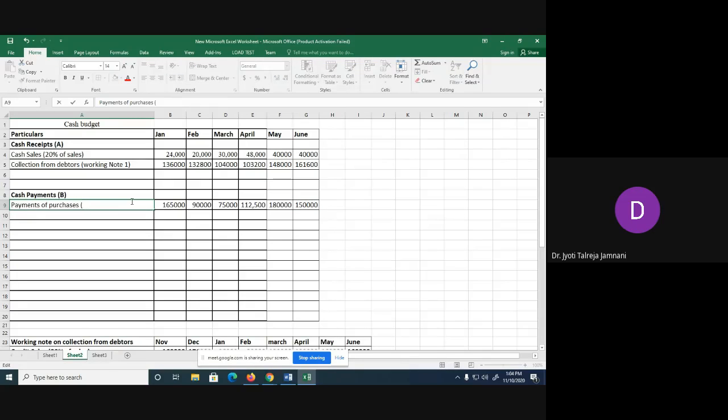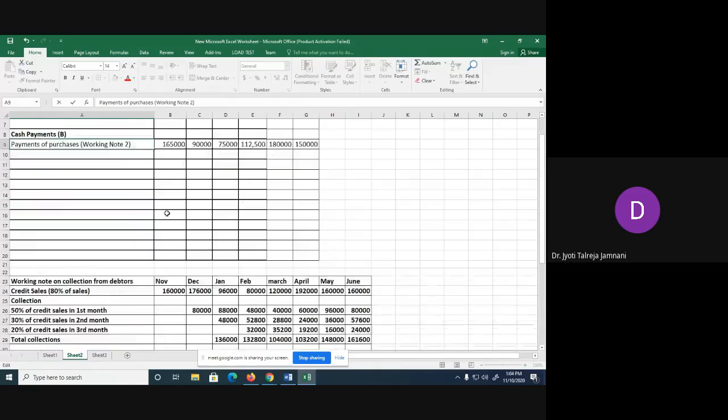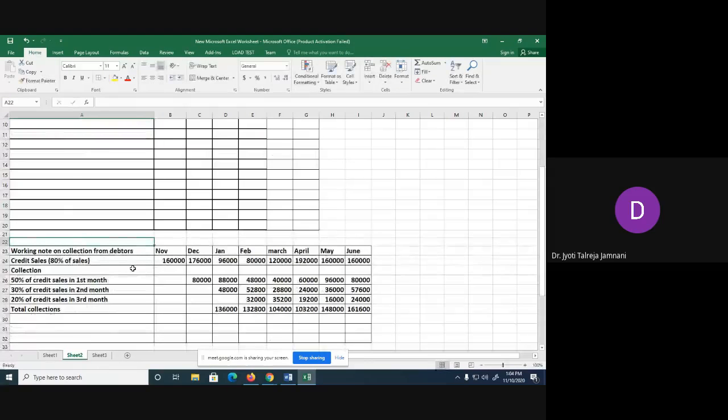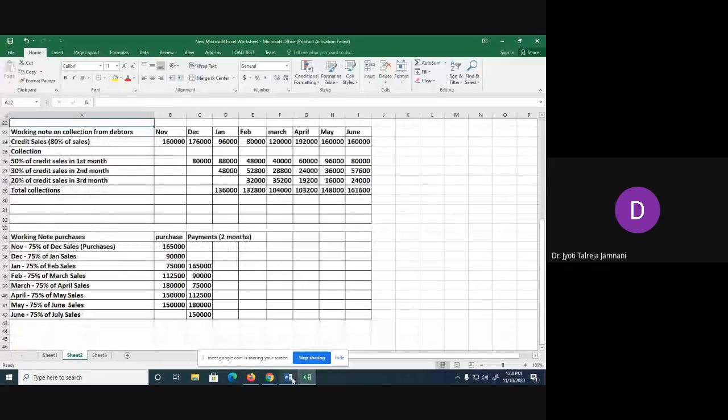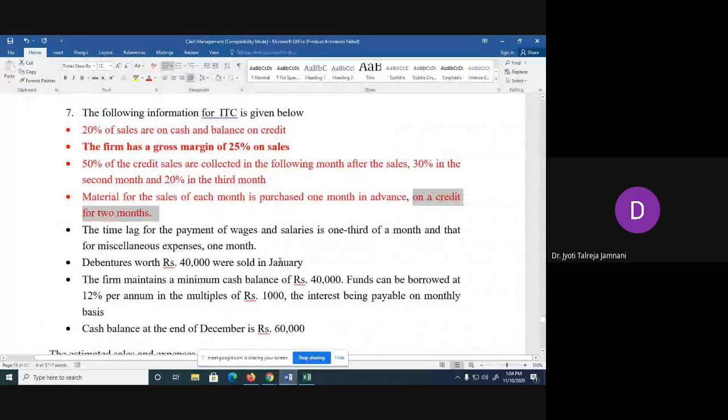So how did we get these values? We did the second working note. We number those working notes as 1 and 2 so that you get to know, even the examiner gets to know that you have done working notes for that. So we finished till here.